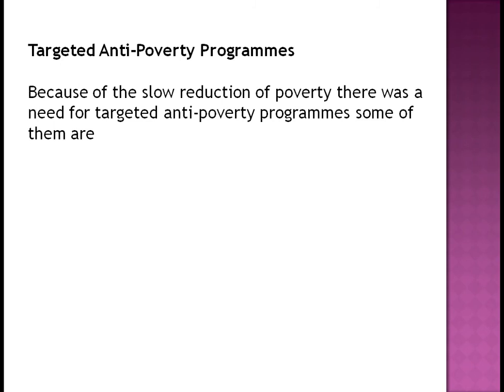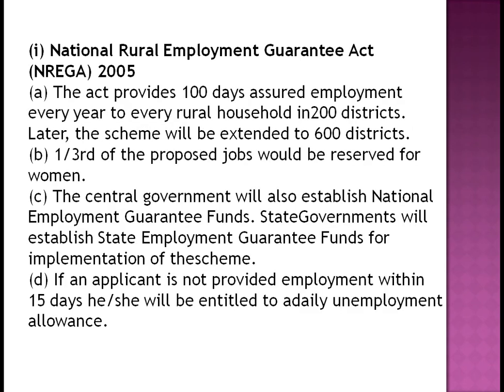Next, anti-poverty programs, that are the targeted anti-poverty programs. I am not going to move into the detailed ones because I already explained all these points to you very nicely. So the first point is here: the Mahatma Gandhi National Rural Employment Guarantee Act. That is the act which provides 100 days of assured employment in 200 districts. After that it was extended to 600 districts. One third of the proposed jobs were reserved for women. The central government will also establish the National Employment Guarantee Fund. Plus, they will get an unemployment allowance if they do not get a job within 15 days.